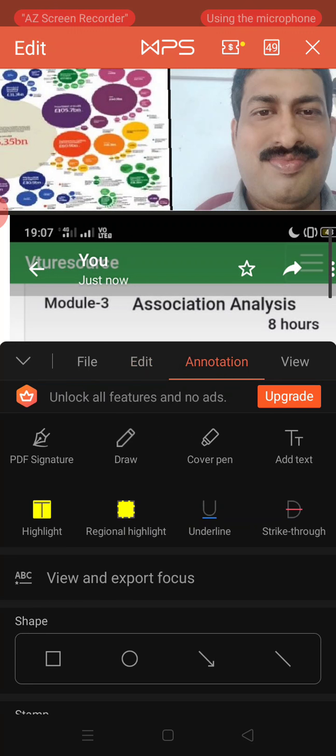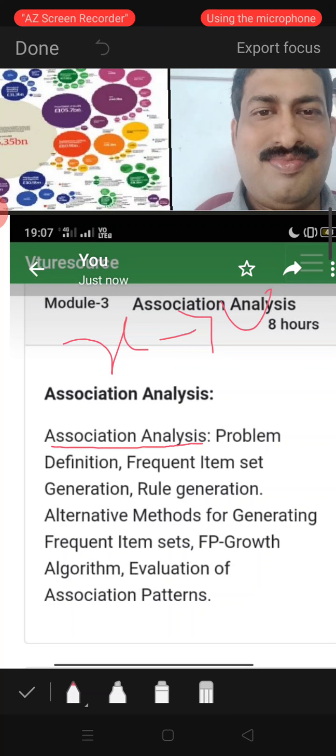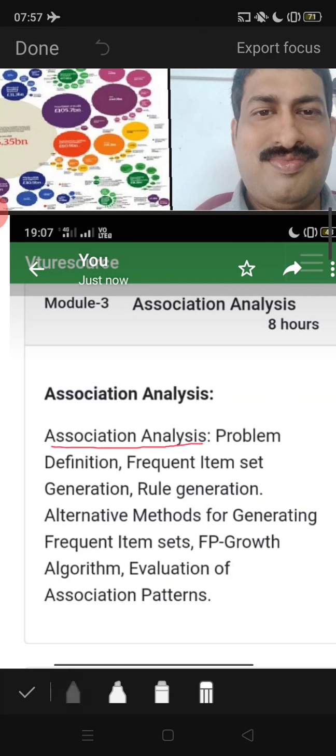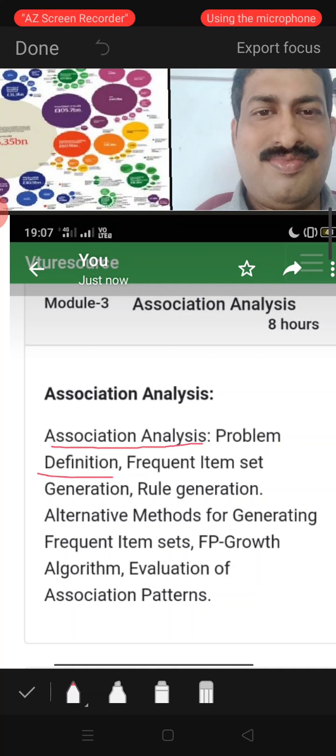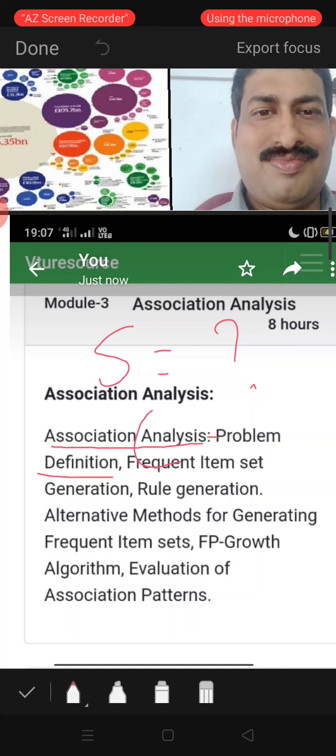First, we'll study about association analysis. What is that association? Any equation in the form of X implies Y is called an association. What are the rules of that association? We'll study that. Then problem definitions. There we are going to study about calculations of support and calculations of confidence.